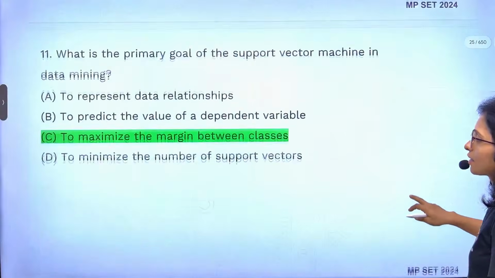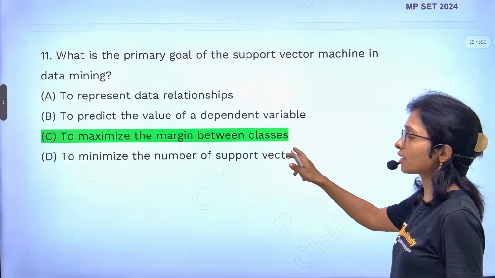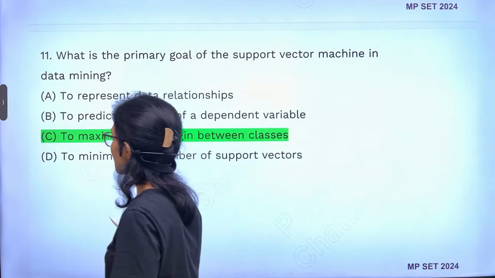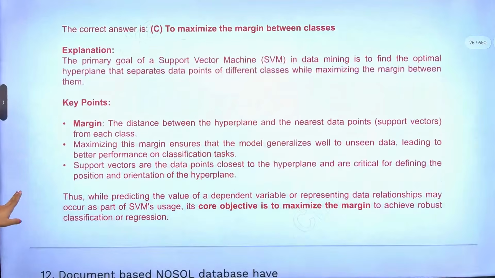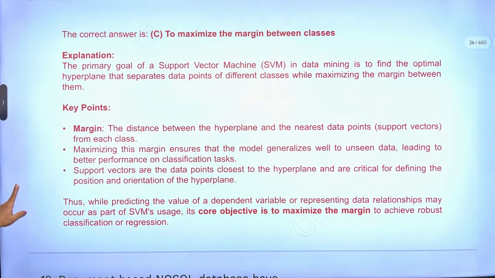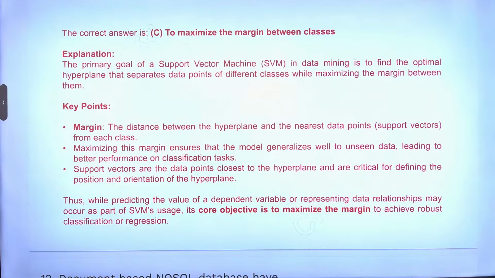Yes. Here, to maximize the margin between the classes. Maximize the margin between the classes. Very good. Here the primary goal of support vector machine in data mining is to find the optimal hyperplane that separates the data points of different classes while maximizing the margin between them. So margin here is the distance between the hyperplane and the nearest data points, the support vectors, and maximizing the margin ensures that the model generalizes well on unseen data, leading to better performance on classification tasks.